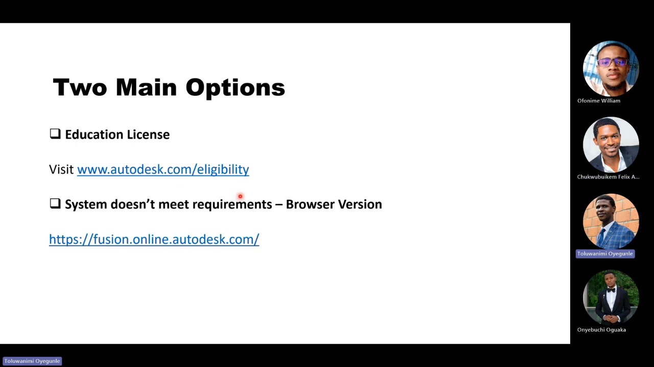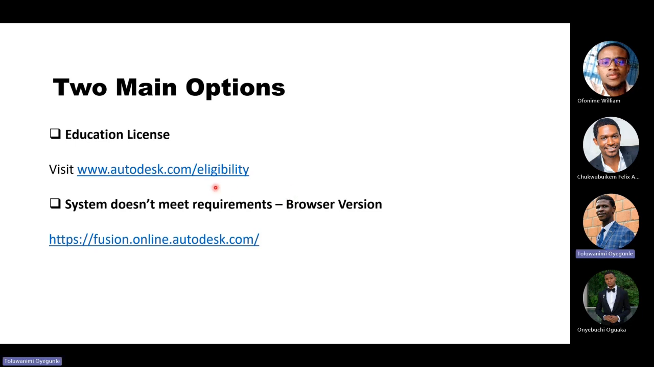All right. So the other option, if you don't have a system that meets the requirements, is to use the browser version, which is to go to fusion.online.autodesk.com. But I believe majority of us will be using updated systems that are able to carry the Fusion 360 interface. So I'll move on to the next slide.